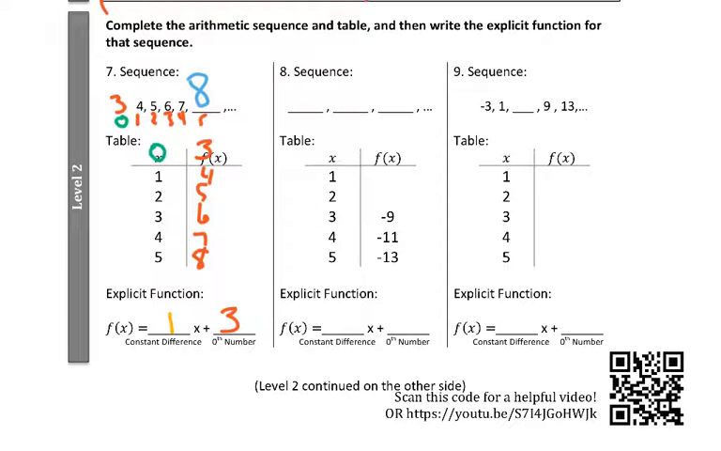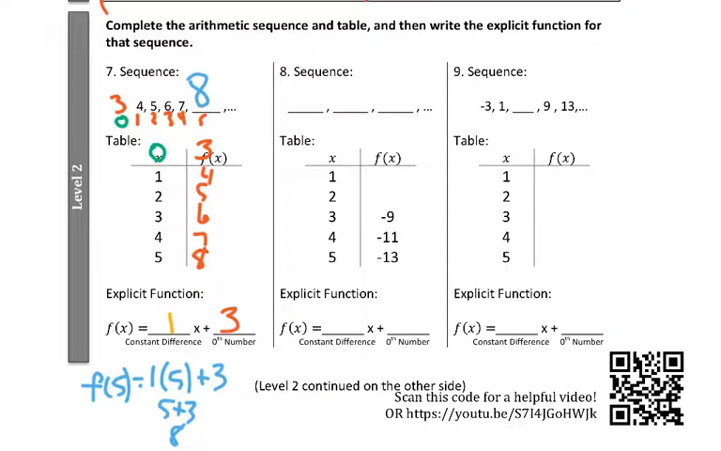And we could double check that by saying, hey, what would the fifth number be? Well, let me double check. The fifth number in the sequence would be 1 times 5, its position number, plus 3. Well, 5 plus 3 is going to be 8. And that is exactly what we got. So we know we have the correct explicit function. Let's do question 9 now.